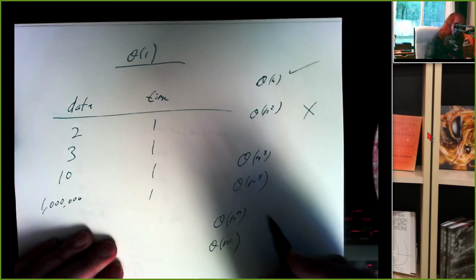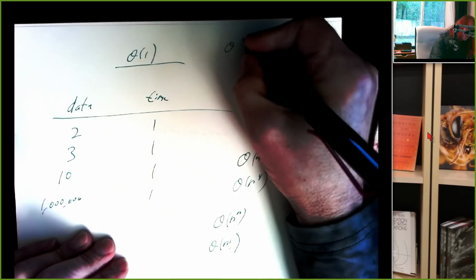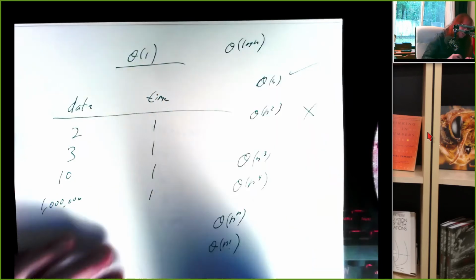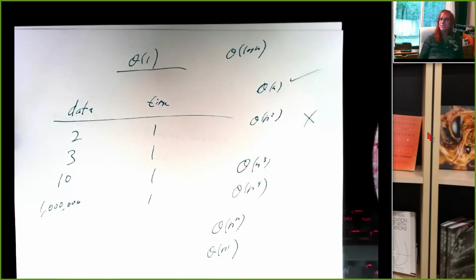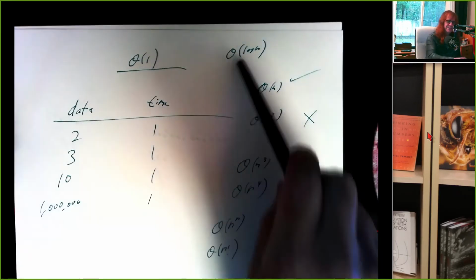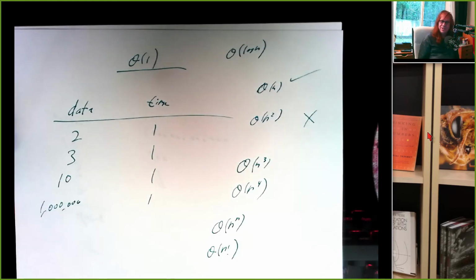And there's things that are better than this. There's log n algorithms. And this is a really nice performance factor, and we'll see a lot of algorithms this quarter that are log n performance. Meaning, for example, if you have 1 million times as much data, it only takes you 6 times as long. Log of 1 million is about 6.